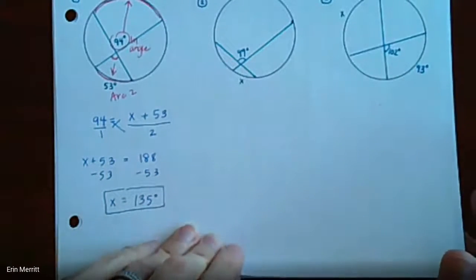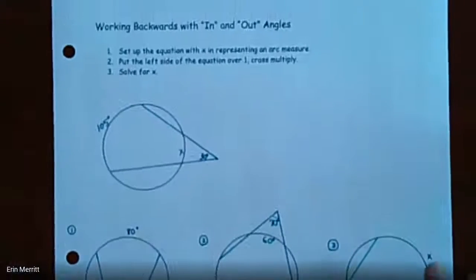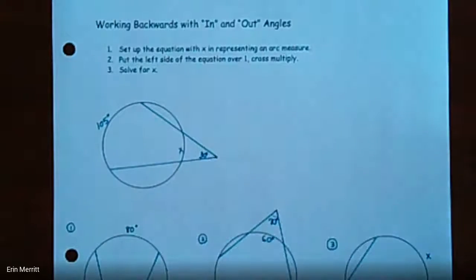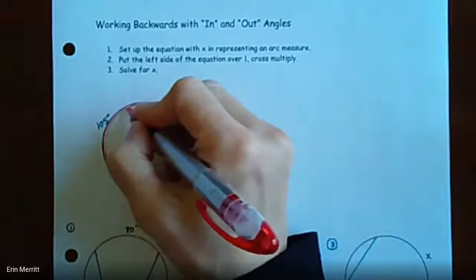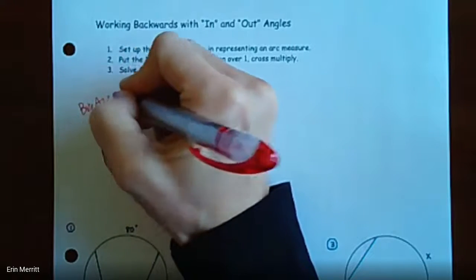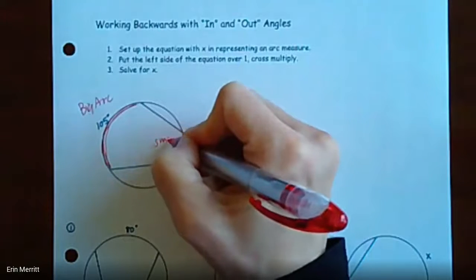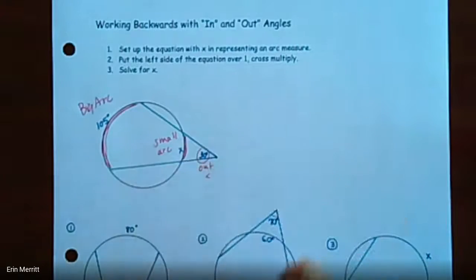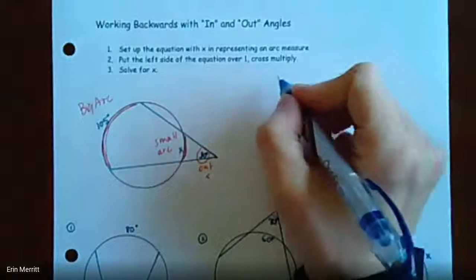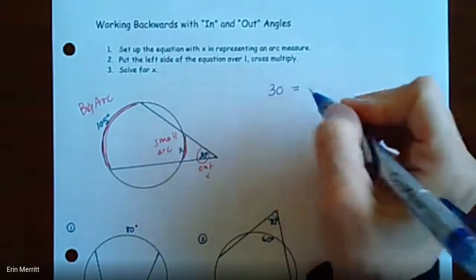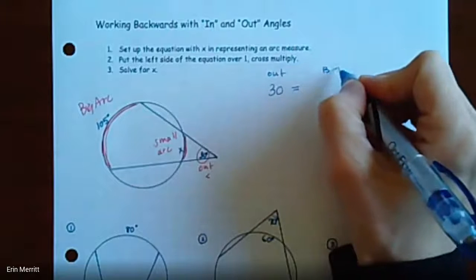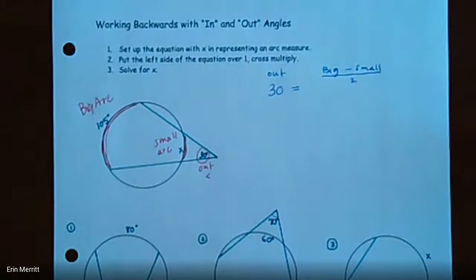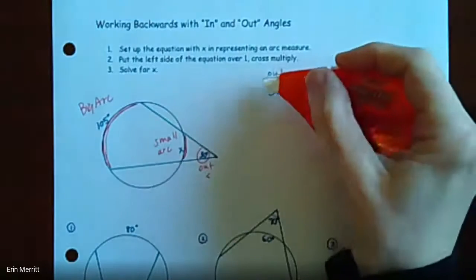And then the last page, same idea, working backwards, but without angles. So in this case, remind yourself, the out angle is going to be the big arc minus the smaller arc divided by 2, and then equals the actual out angle. So I'm going to put the out angle on the left, and then big minus small over 2 on the right. And actually, let me slide this down a little bit.